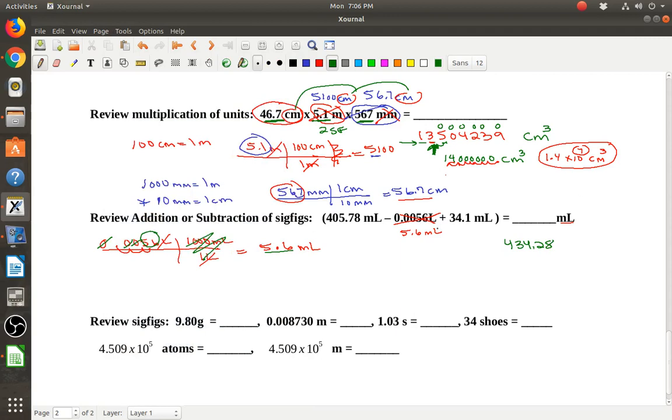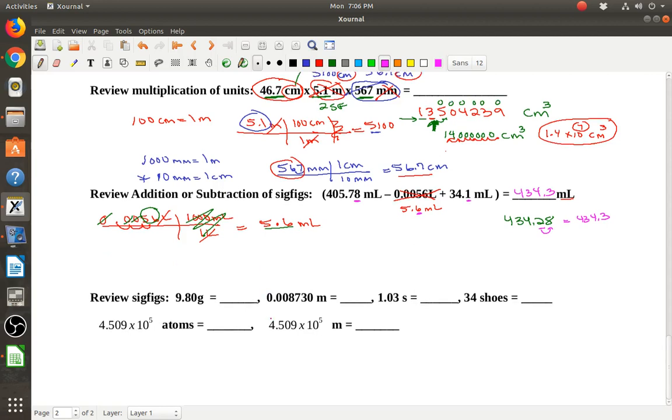Since I added and subtracted, I look at precision. This first one goes to the hundredths place. This goes to only the tenths place, and this goes to the tenths. So the tenths place is less precise. The number has to go to the tenths. So I look, and that's an 8. Round the 2 up. 434.3 milliliters. There will be some questions like these on the test because we've got to get this down.